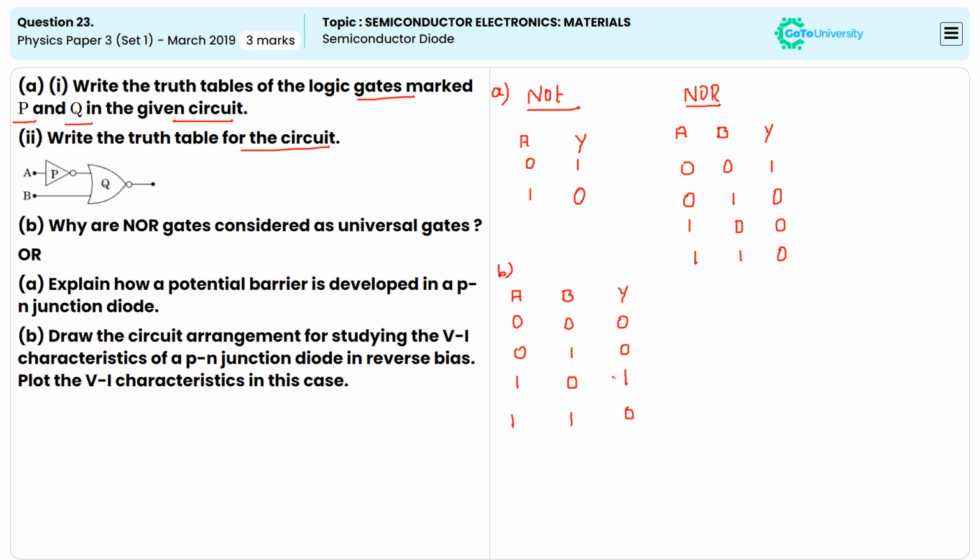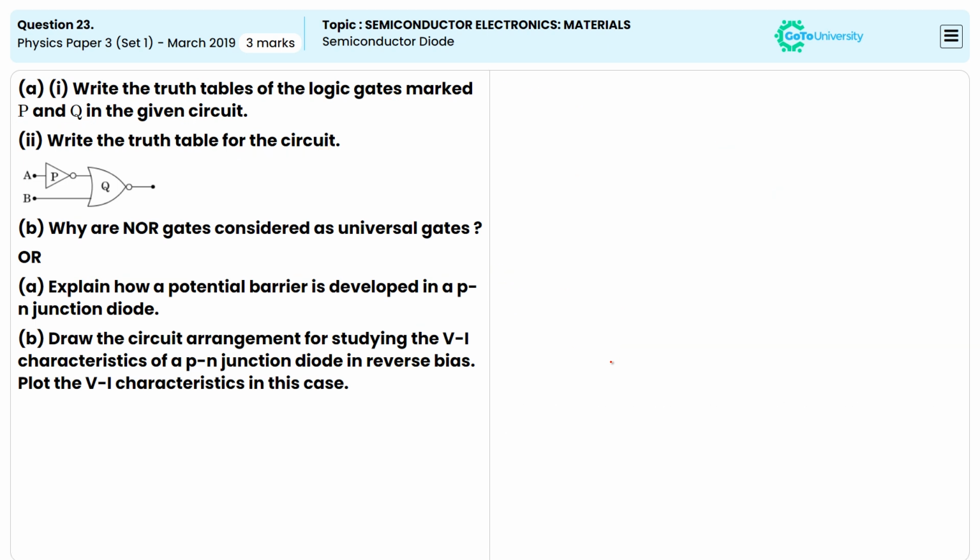Second, why are NOR gates considered universal gates? NOR gates are considered universal gates because all basic logic gates can be realized by using NOR gates. Next.